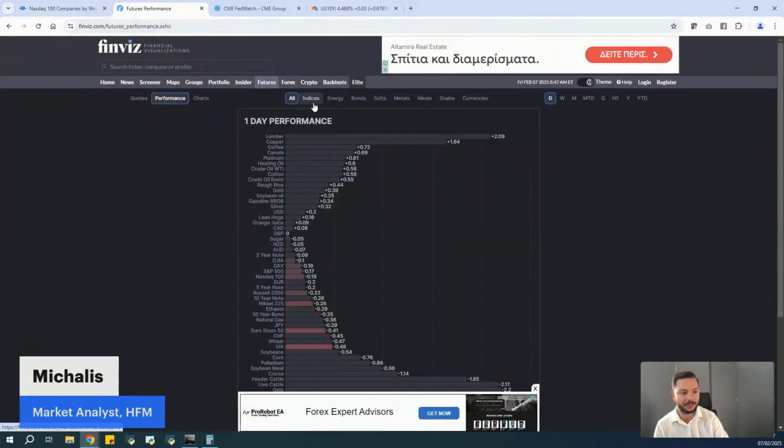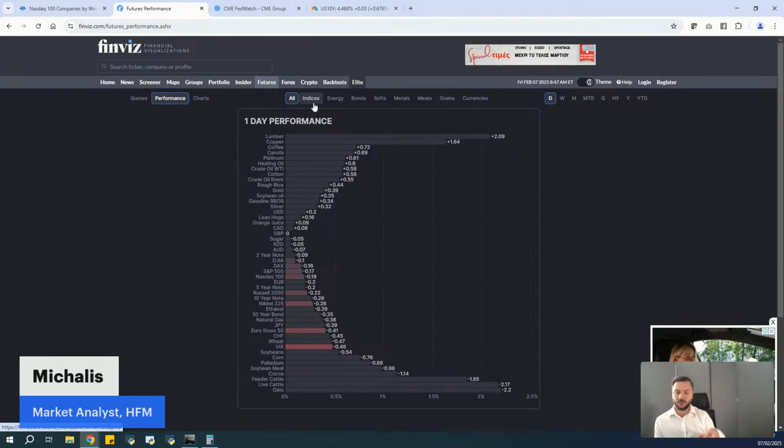Now, if we look at indices, what can you see here? All indices are in the red. The DAX is lower, the Dow Jones is lower, the NASDAQ, S&P 500, the Russell 2000, Nikkei 225, Eurostoxx 50 is all lower.